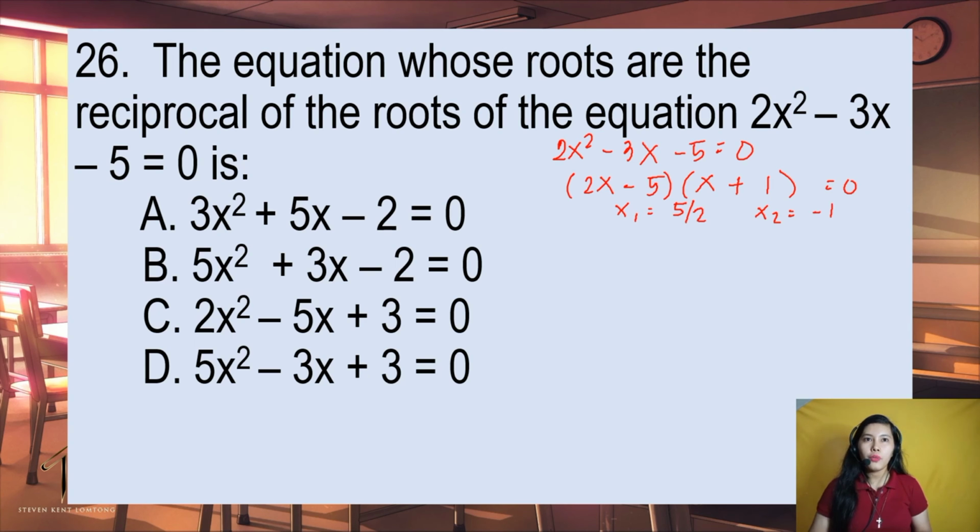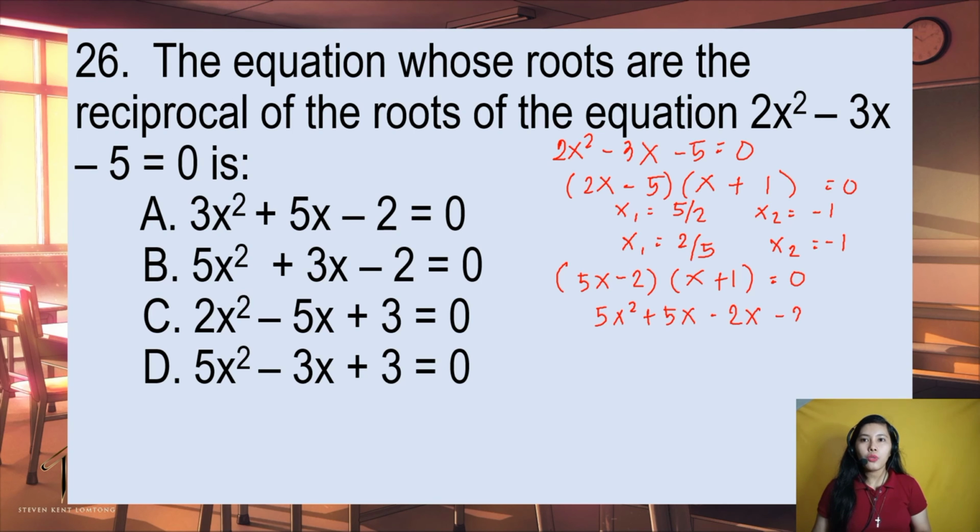But we're looking for an equation whose roots are the reciprocal of these roots. So, x1 natin, 2 over 5. x2 natin, reciprocal ng negative 1, that's just the same, negative 1 pa din. So, we have 5x minus 2 multiplied by x plus 1 is equal to 0. So, by FOIL method, multiply lang natin: 5x squared, outer 5x, minus inner 2x, minus 2 equal to 0. So, we have 5x squared plus 3x minus 2 is equal to 0. And that is letter B.